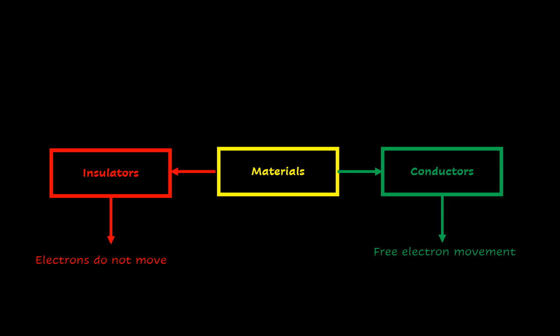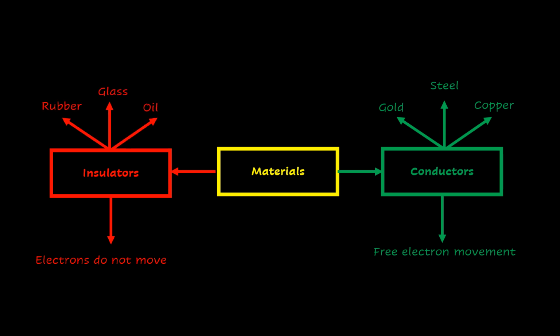Insulators do not allow a flow of charge through them. Electrons do not move in insulators. If an excess charge is placed on an insulator, it will stay where it is put, and there will be a concentration of charge in that area of the object. Examples of conductors are mainly gold, steel, copper. And examples of insulators are materials such as rubber, glass, or oil.